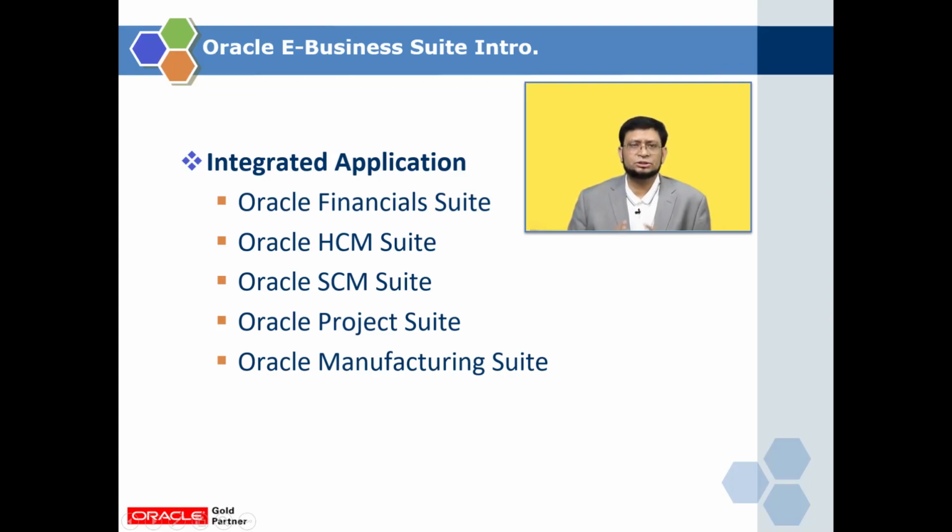This solution consists of more than 200 modules, which include general ledger, payable, receivable, fixed assets, cash management, human resource, payroll, HR self-service, recruitment, learning management, inventory, purchasing, and procurement. There are many modules related to the different business areas. Oracle E-Business is an integrated application where all the modules are integrated and share the information and the processes across the organization.